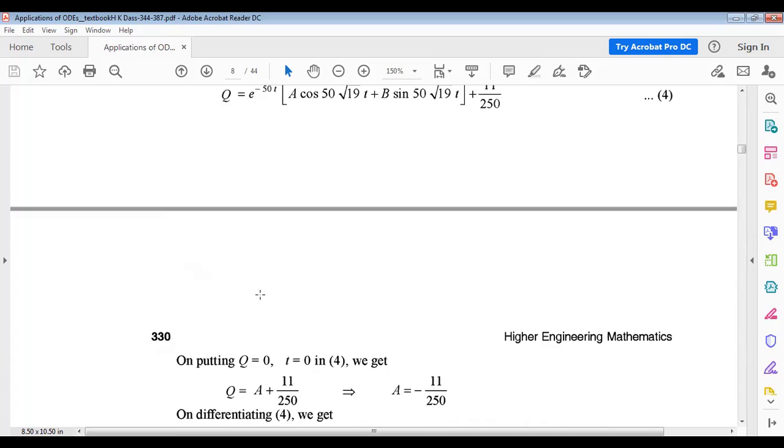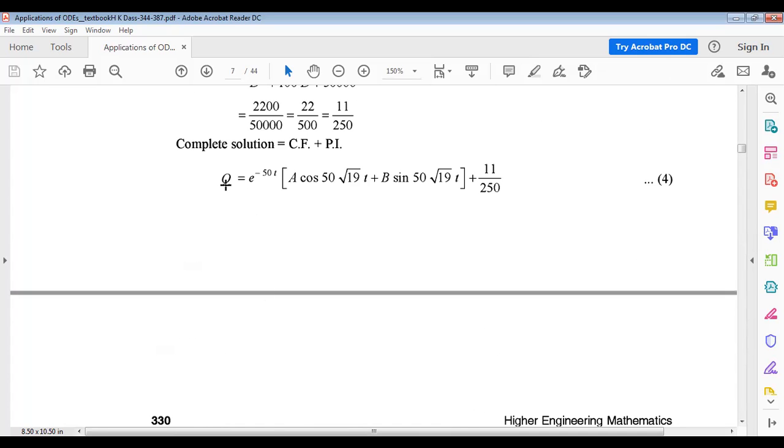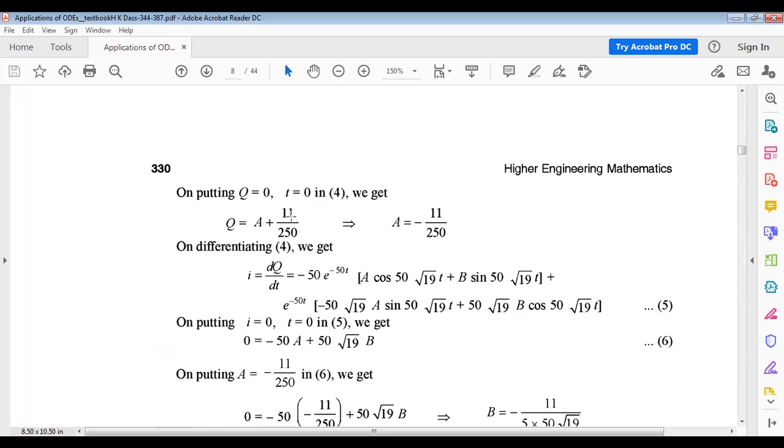So if q equals to 0, then t equals to 0. So what will q be from equation 4? e to the power 0 means 1. a into cos 0 means 1. And sin 0 equals to 0. So a plus 11 by 250. After putting q equals to 0 and t equals to 0, we got q equals to a plus 11 by 250. So if q equals to 0, then a equals to minus 11 by 250.